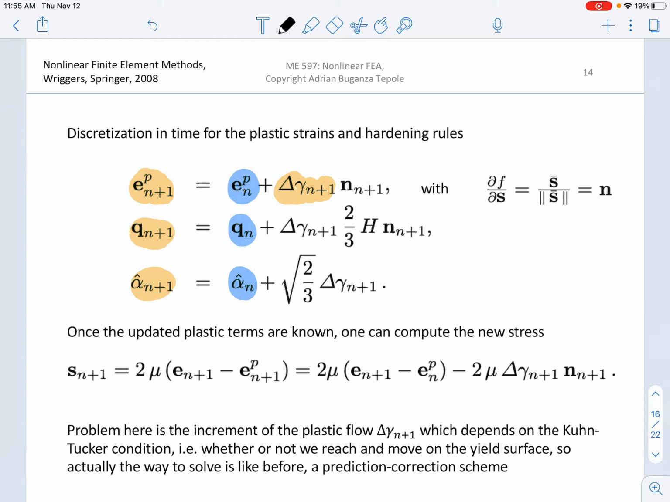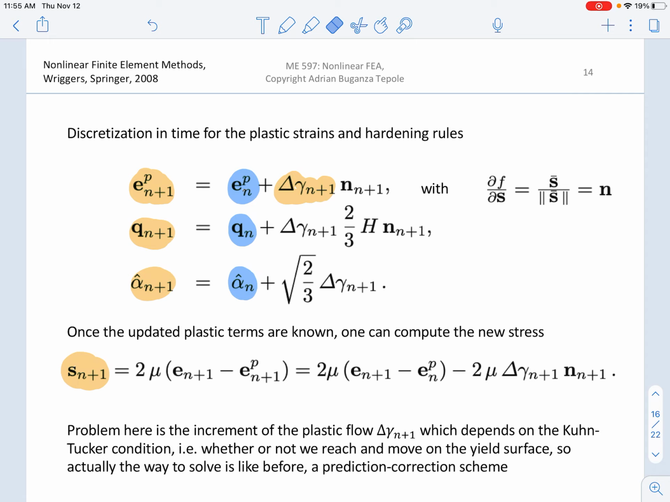And once you have updated the new plastic strains, back stress, hardening parameters, you can evaluate your new stress. So this is technically also unknown, right? Once you have solved for the updated plastic strains, you can compute your updated stress. And the thing is, there seems to be only 3 equations here and one unknown, which is the plastic flow. And the thing with the plastic flow is that it's an inequality constraint.